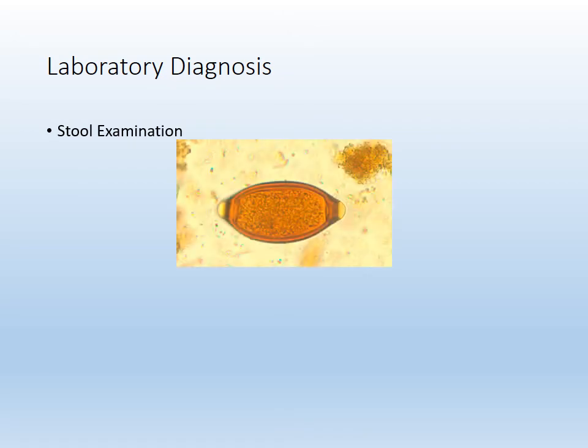Now we come to lab diagnosis, how to diagnose this disease. Just like other intestinal worms, stool examination is the key. You can take a portion of the stool, and under the microscope we can see the typical eggs of this worm, and you can identify them very easily because they have a bile stain. The color of the egg is yellowish brown, and it has two polar mucus plugs. This is very unique to this worm, and it is diagnostic, so you can identify this worm easily.